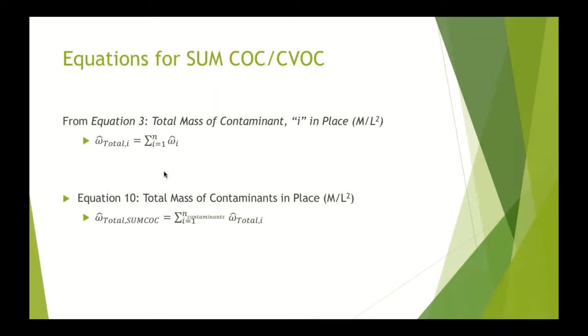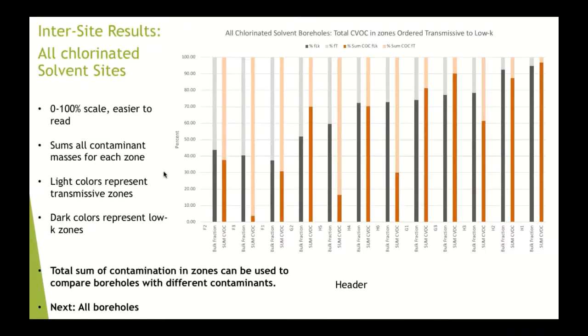Next, to inter-site comparisons. Here is a figure for the total mass of contaminants in place for chlorinated solvent sites. The dark color for the first bar is the percent of borehole that is low K, and the dark color for the second bar is the percent of the total mass of contaminants in low K zones. What we found to be important, which is also apparent on the next slide, and I warn you that this next figure graphs all the boreholes from the thesis together, so it's a little intense.